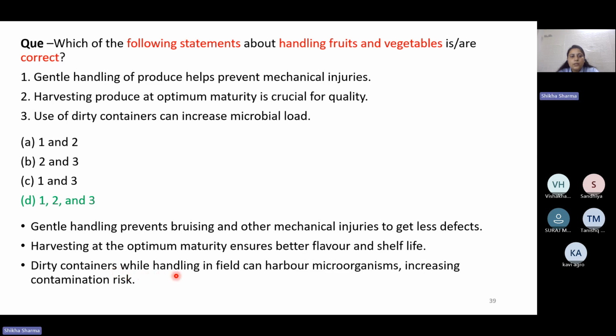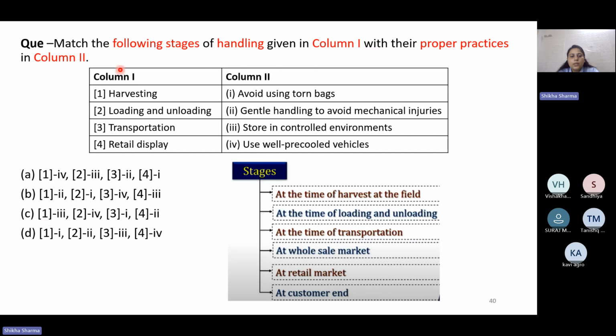Then third is that dirty containers while handling in the field can harbor microorganisms, and because of that there is a risk of contamination. So this is also true. So option D is correct, as you guys rightly mentioned.